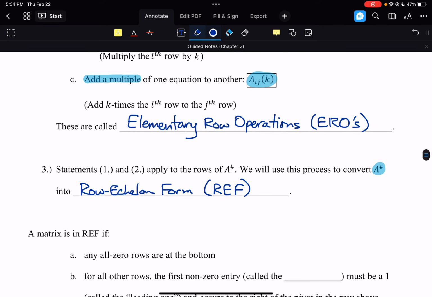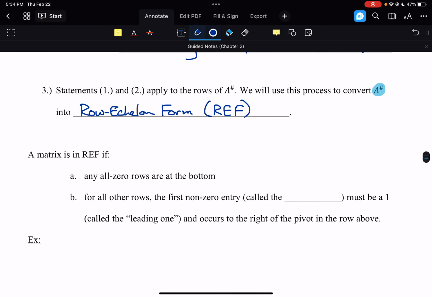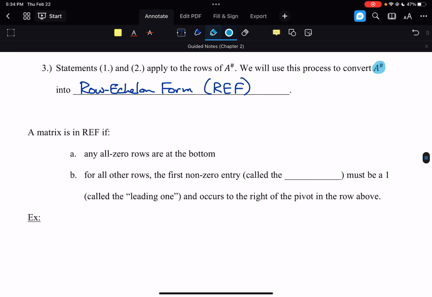Row echelon form is described as follows. We say a matrix is in REF if any all-zero rows are at the bottom. So if any of our equations were to get eliminated in this process, they would be moved to the bottom. For all other rows, the first non-zero entry, which is also called the pivot, must be a 1. This is called the leading 1, and it must occur to the right of the pivot in the row above.